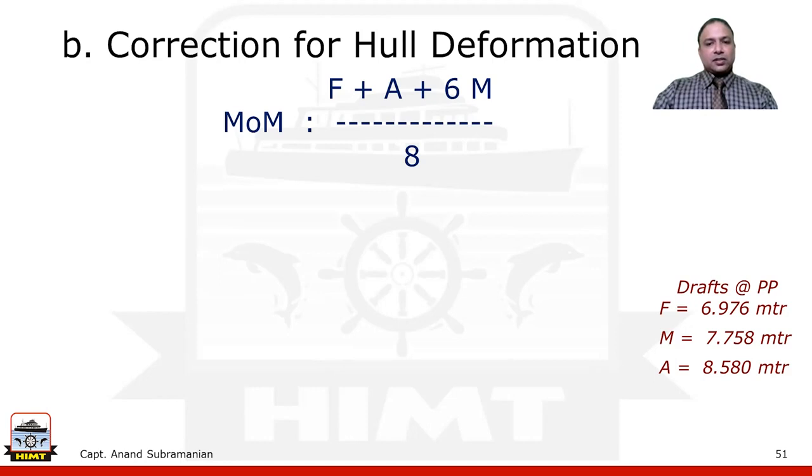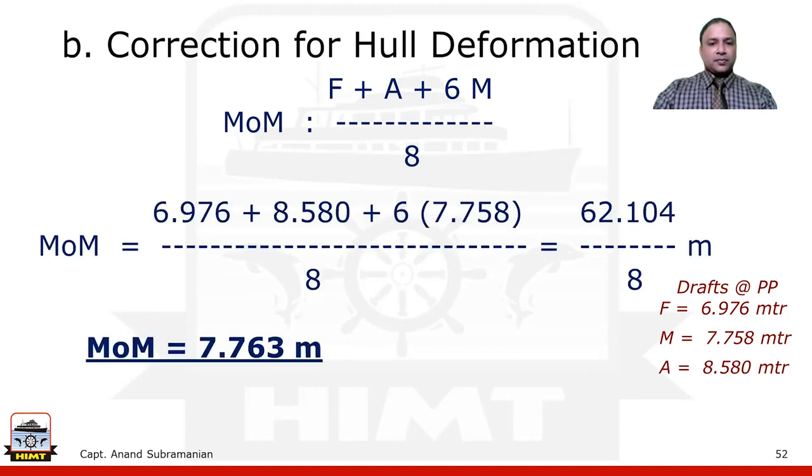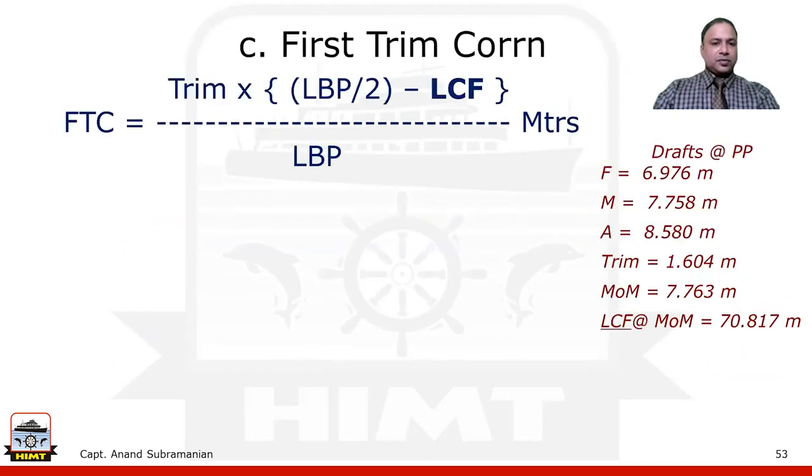Forward draft 6.976. So we just copy down these values, and remember 6 times the midship draft and the whole divided by 8. We got 6.976 plus 8.58 aft draft, and 6 times 7.758. That is equal to 62.104. That's the numerator. Divide that by 8, and we get the mean of mean drafts, that is 7.763. Now this is the approximate draft at the midship of the vessel.